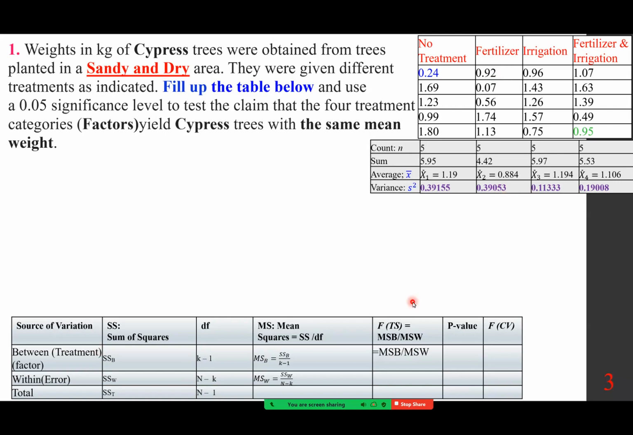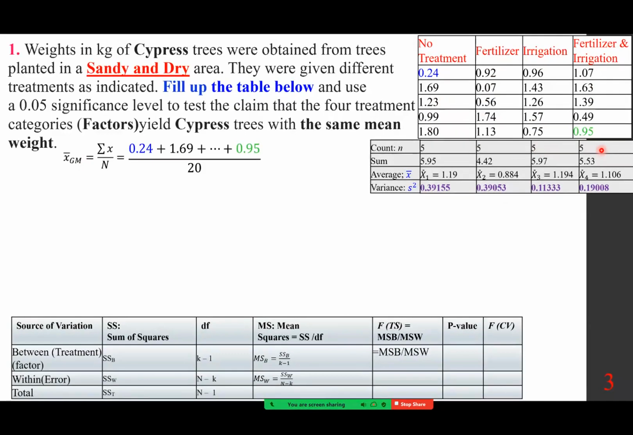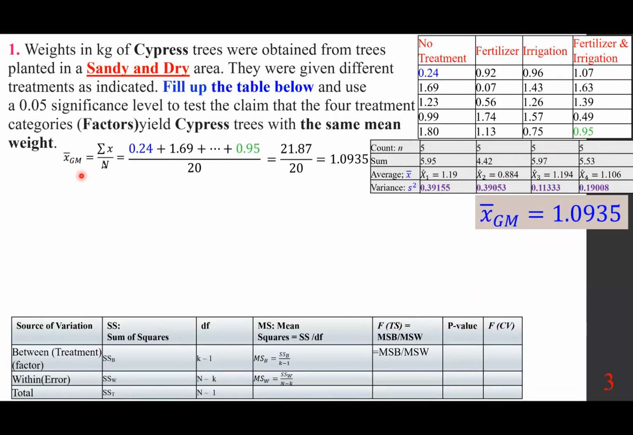To fill this up, source of variation, where the variation comes from. First, we calculate the grand mean, meaning add all of the values from here to here and divide by how many? 4 times 5, 20. That's called the grand mean. So how do we find the grand mean? All of these values, add them up, divide by total size. Done.